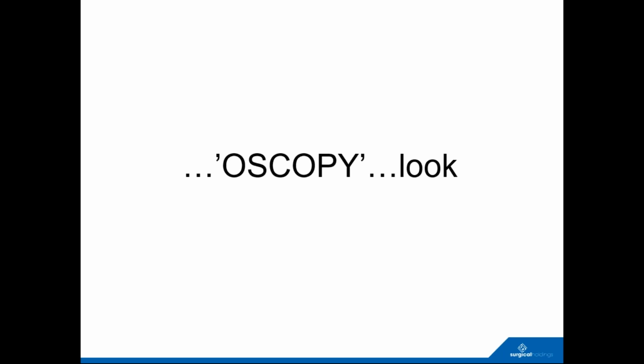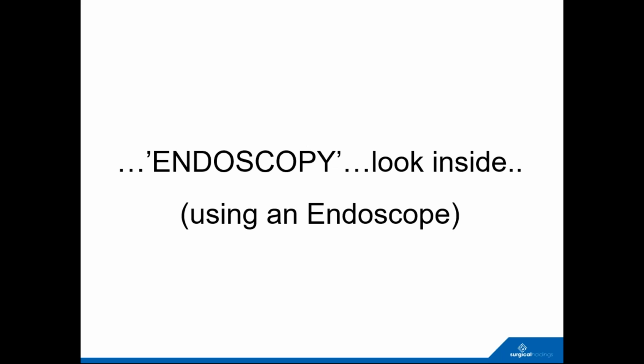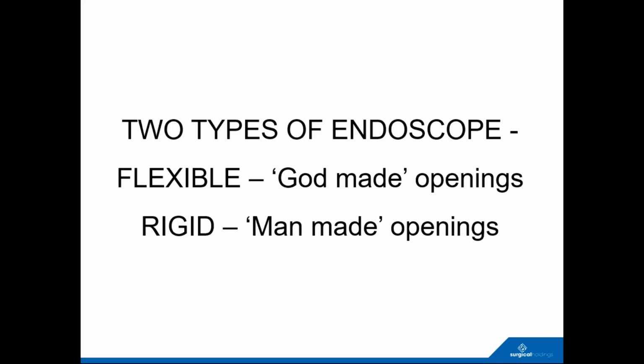What is endoscopy? Look inside. Oscopy is from skopos in Greek, which is a watcher or a lookout. Endoscopy, look inside. Prior to this presentation, I just Googled oscopy and endoscopy and got a rather simplistic response, which was endoscopy using an endoscope and oscopy using a scope. There are two types of endoscopes, flexible and rigid. Flexible are generally through God-made openings, and rigid through man-made openings.